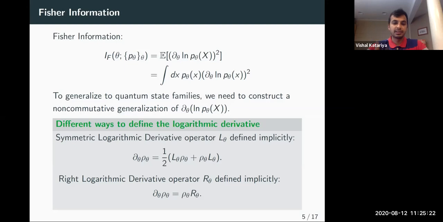You can understand why it's called symmetric, since it involves this anti-commutator between L theta and rho theta. The right logarithmic derivative is defined by an arguably simpler differential equation where you just append this R theta to rho theta. The interesting thing, or the requirement for these quantum logarithmic derivative operators, is that in the classical case, that is, in the case of everything being diagonal, they should reduce to the classical logarithmic derivative.